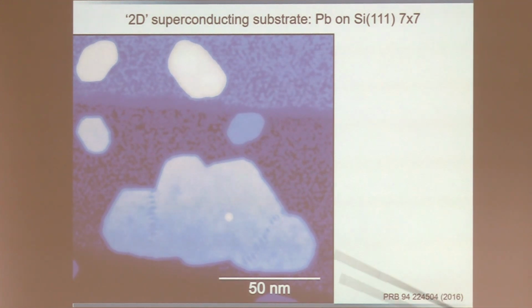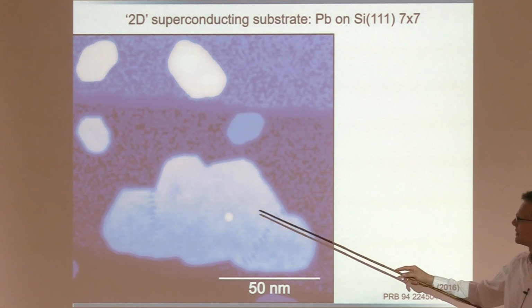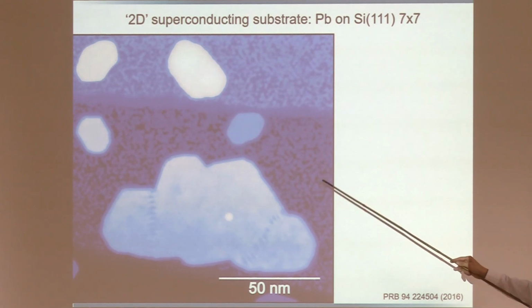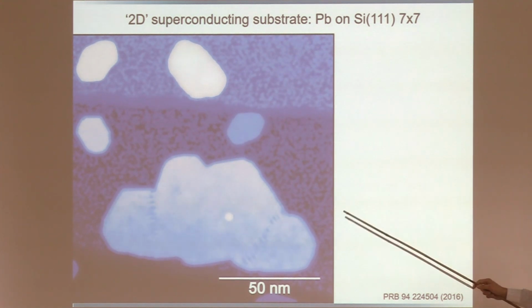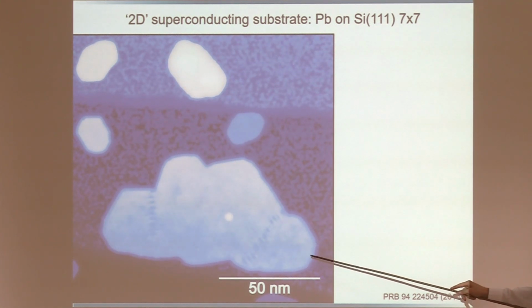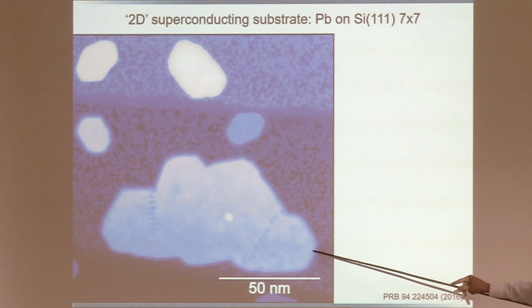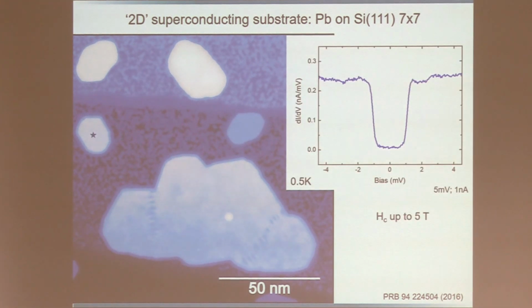To do this, we went back to, this is not invented by us, we just picked it up again as a nice substrate system. This is a silicon 111 substrate where we deposit just 2 monolayers of lead on it. And the lead has the nice property that it diffuses into these islands that are tens of nanometers in lateral dimension and exactly 7 monolayers in height. And this is now such a tiny superconductor that it cannot screen the magnetic field completely, right? So it still has the energy gap of a superconductor.